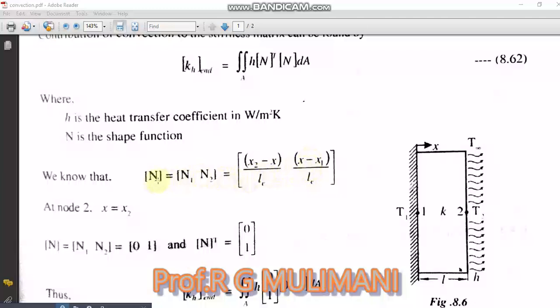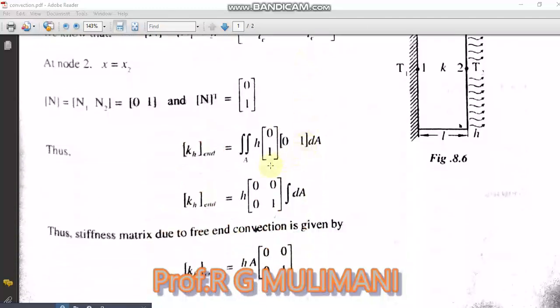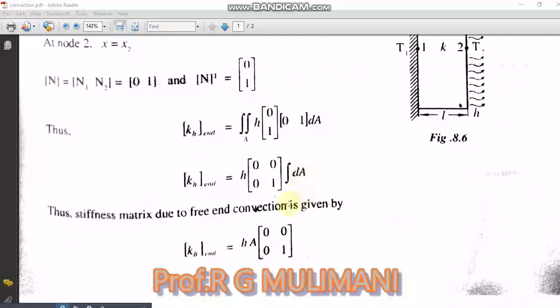So the shape function matrix is [0 1], and the transpose of this matrix is the column matrix [0 1]. Substituting this in the equation, where H is the heat transfer coefficient, we have the column matrix [0 1] times the row matrix [0 1], into dA. Simplifying this, the product of these two matrices is a 2 by 2 matrix, [0 0; 0 1], integrated over the area. This is the stiffness matrix for the convection.